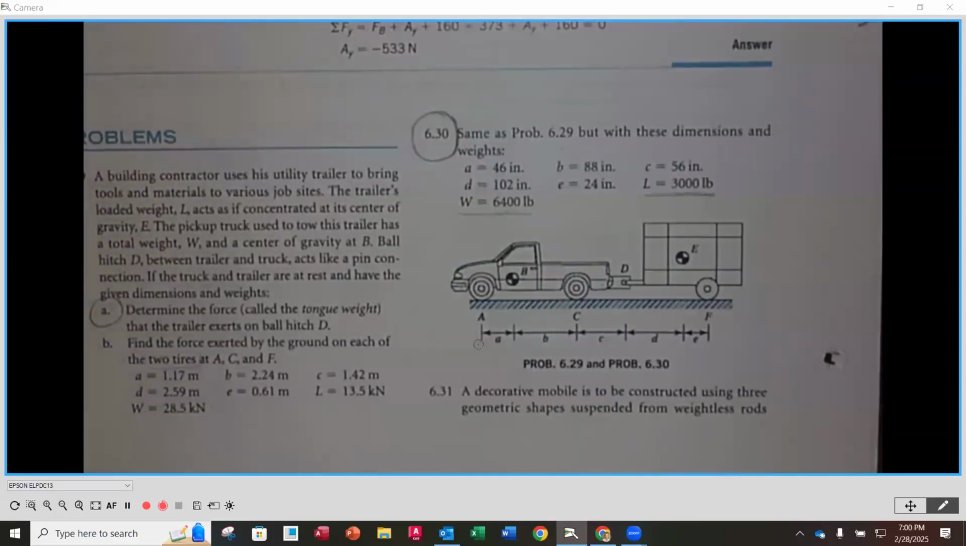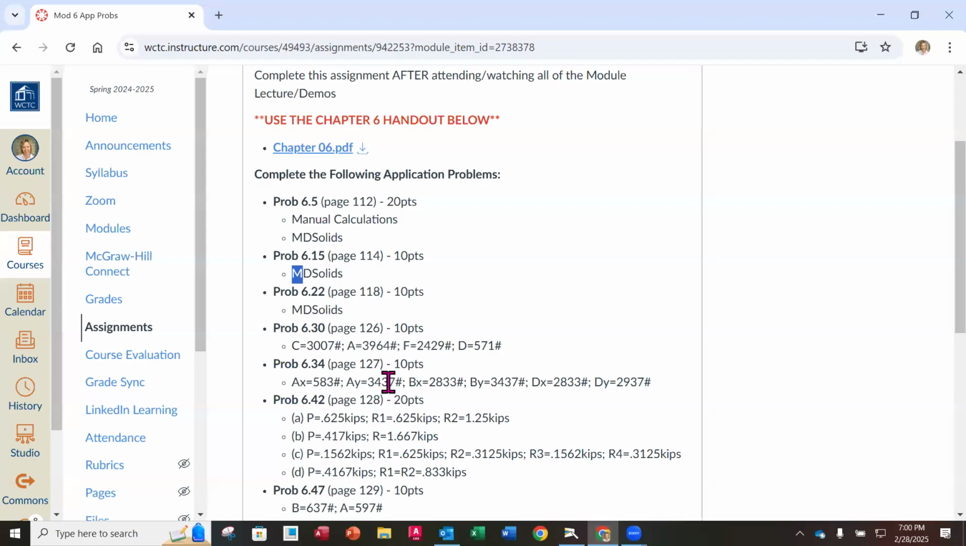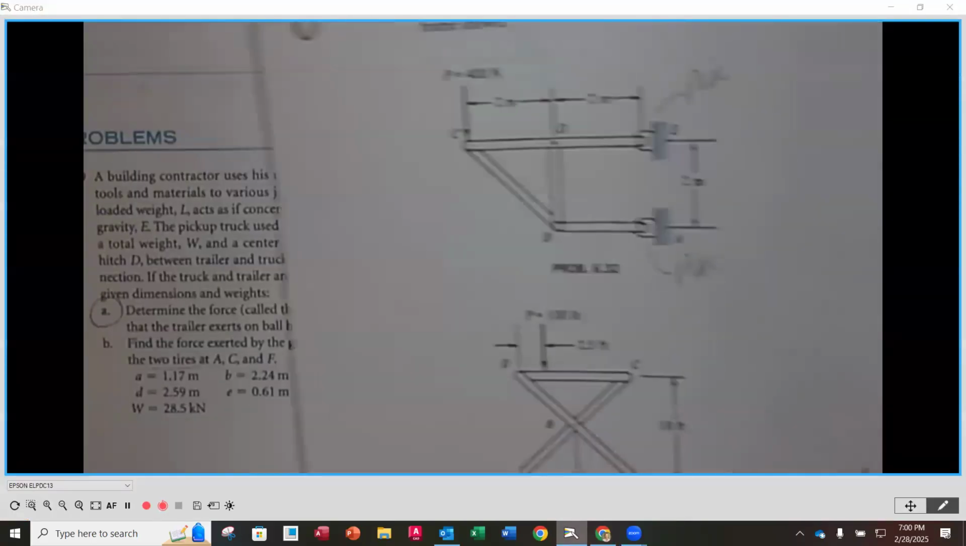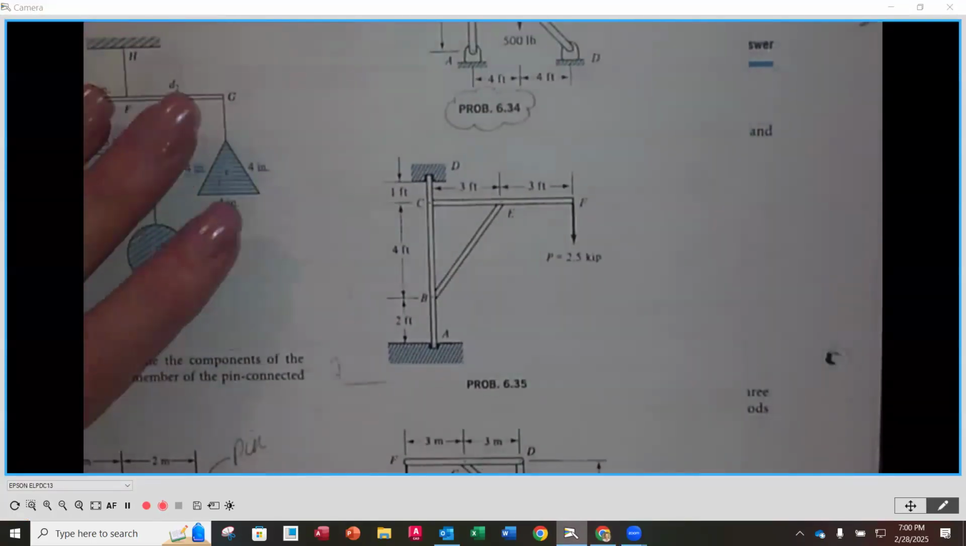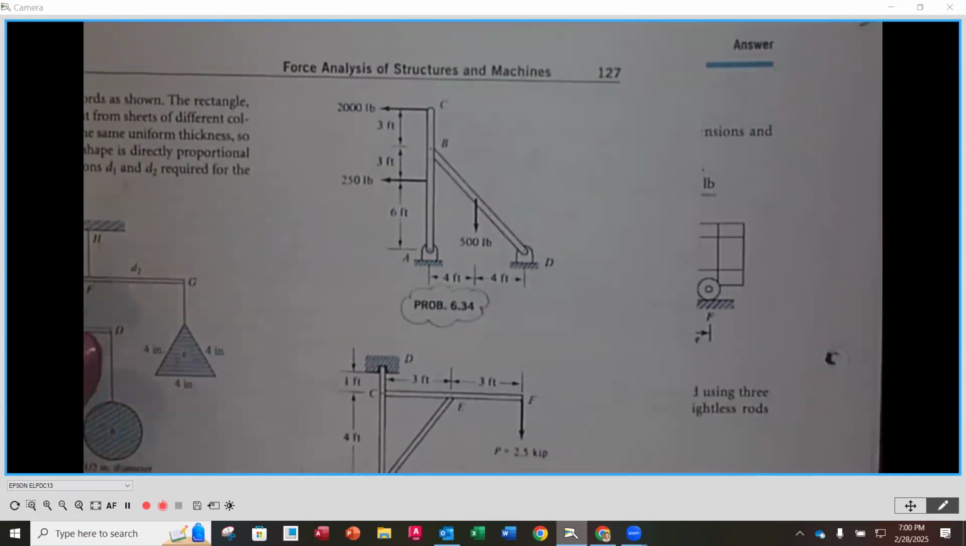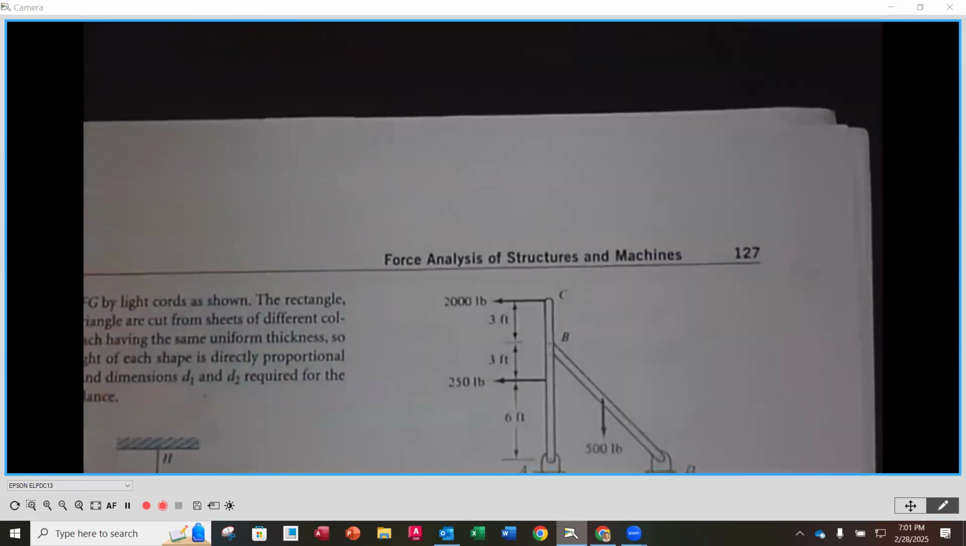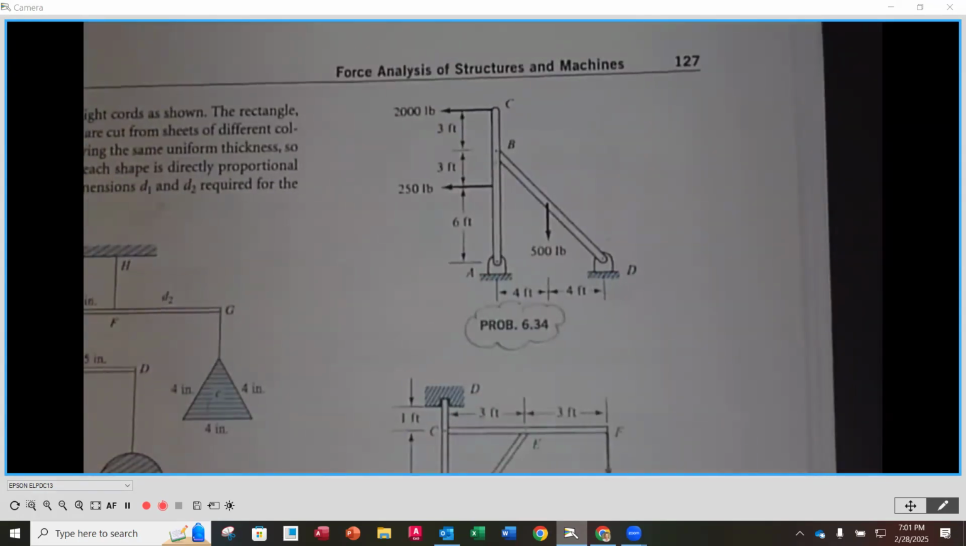Okay, so that's number 30. The next problem you're going to be looking at is number 34. Here is number 34, up at the top of page 127.